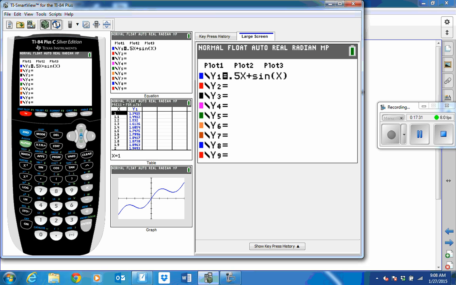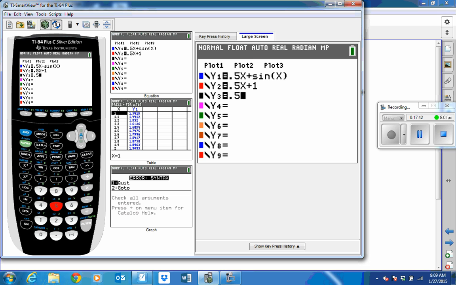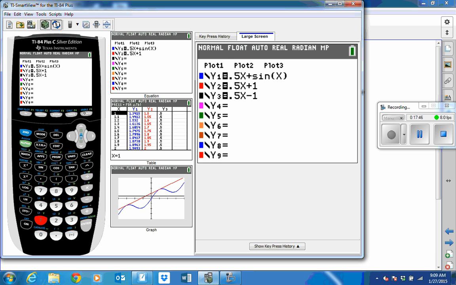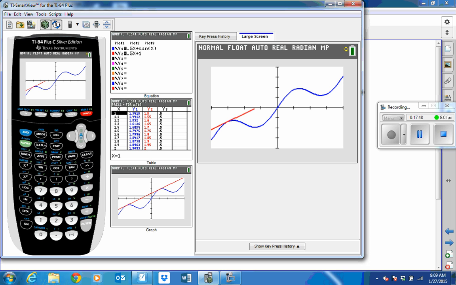Now let's look at what happens when we put those 2 linear equations in there. So 1/2 x plus 1, and then on y sub 3 let's put in 1/2 x minus 1. And let's see if we get the pretty graph we were hoping for. There's our first line, there's our second line, and it's hitting it perfectly. So it shows the upper bounds and the lower bounds.